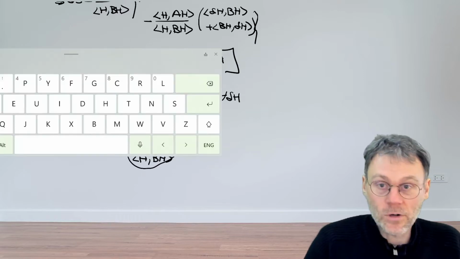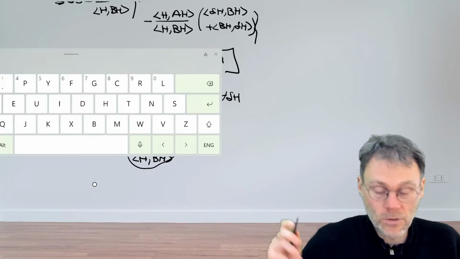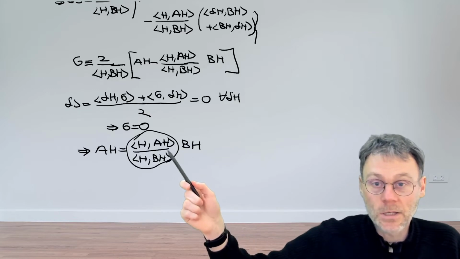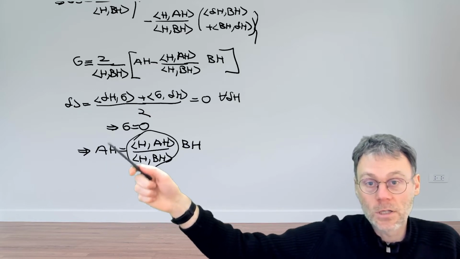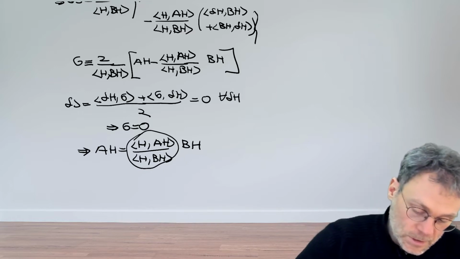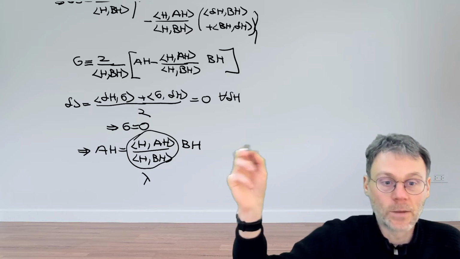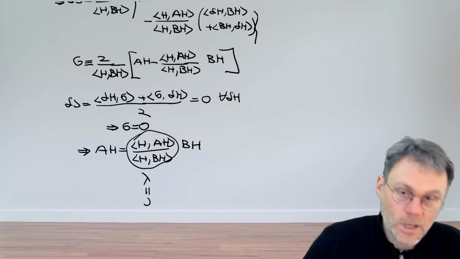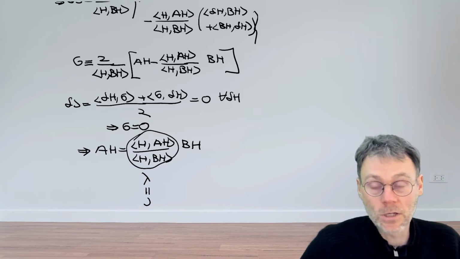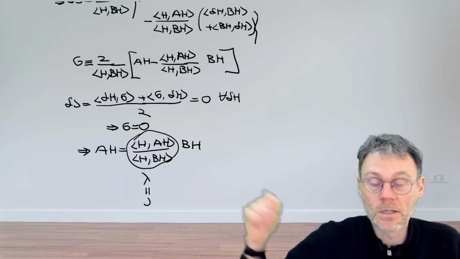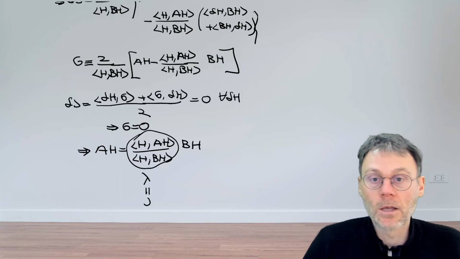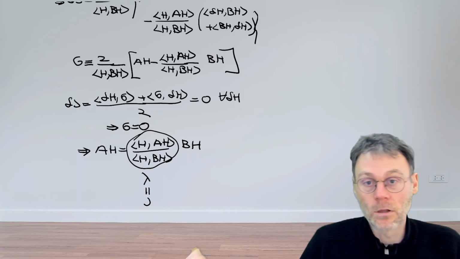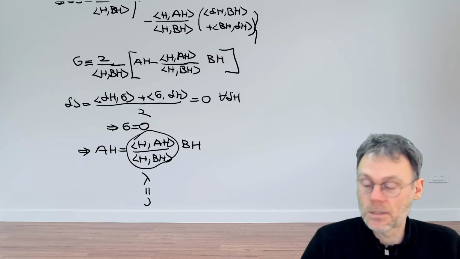And what we have here is indeed a generalized eigenvalue problem. We have AH equal to our eigenvalue lambda times BH. So we indeed see that the value that we get when we minimize our variational expression, our J, becomes indeed the eigenvalue lambda. This is a straightforward generalization to the variational form for a generalized eigenvalue problem.